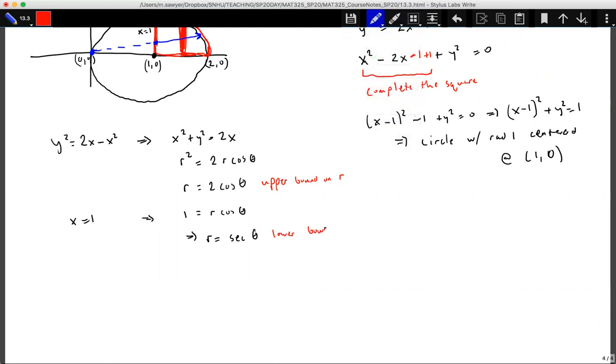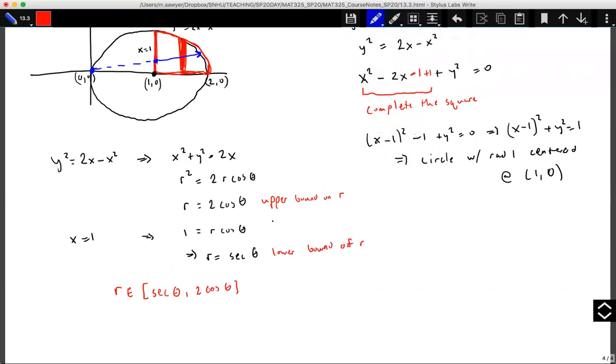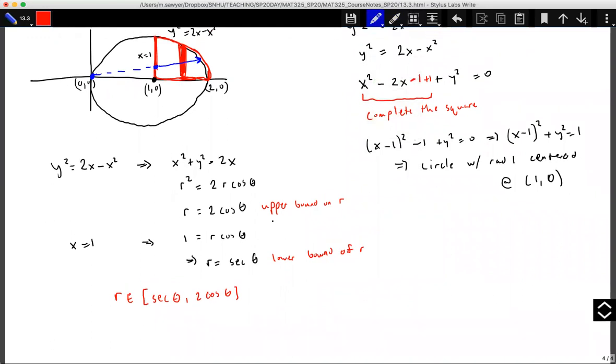So now r is a function of theta rather than a constant. Before, in problems that we've worked on, r was a constant value for its bounds, but now r is a function of theta. So r goes from secant of theta to 2 cosine of theta. It's completely allowable for r to be a function of theta. So as we go through this problem, we've found our bounds for r, so now we need to determine the bounds for theta.